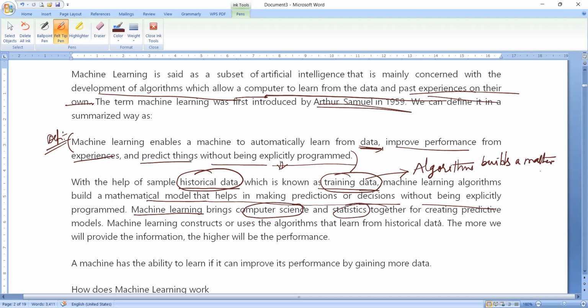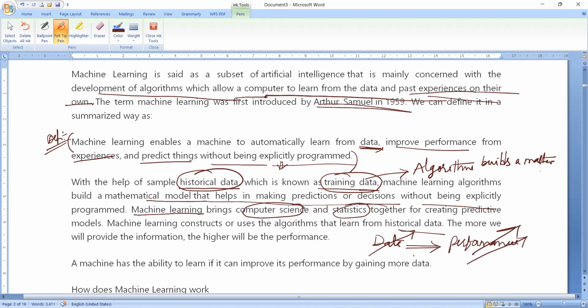By creating predictive models, machine learning constructs or uses algorithms that learn from historical data. The more information we provide, the higher the performance. So if the data set is very large, the performance of the machine learning system will be very high.